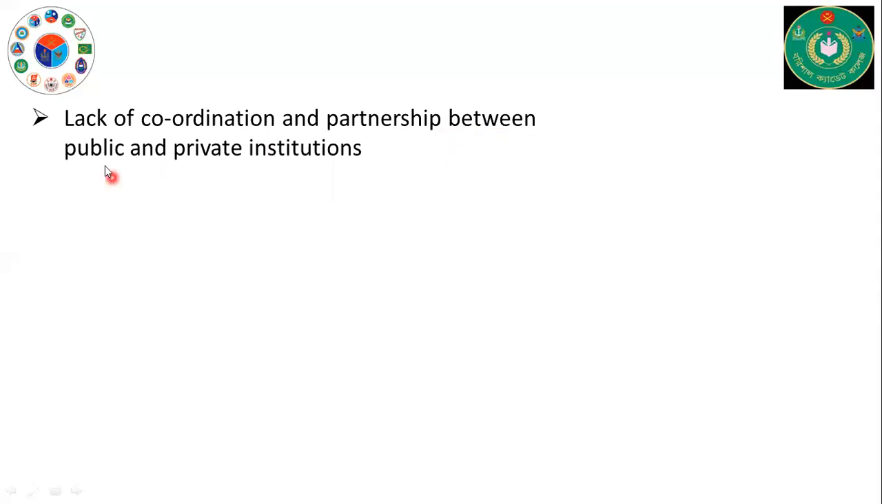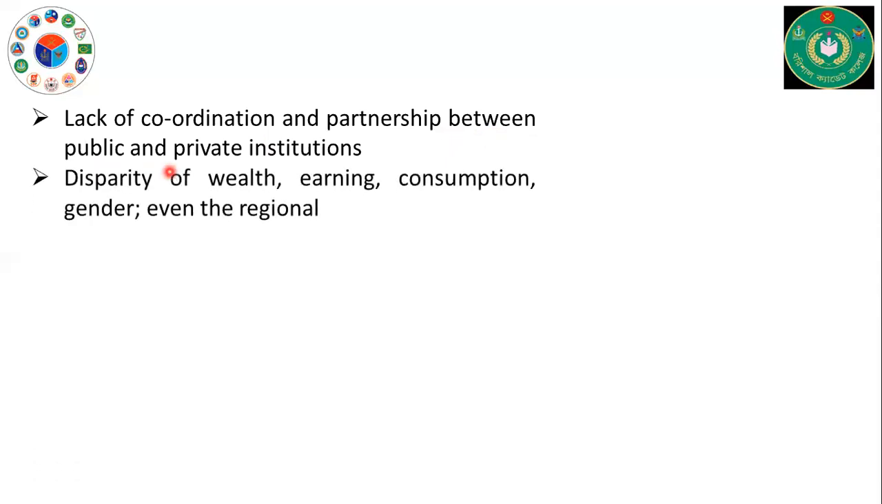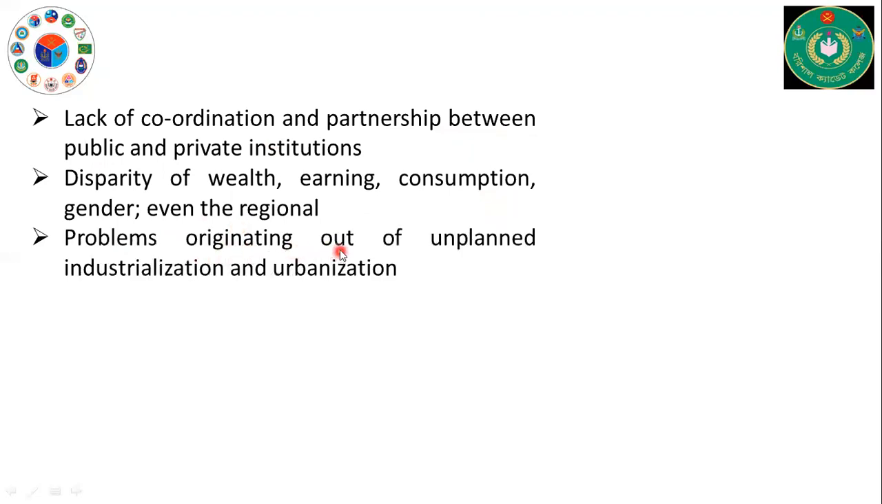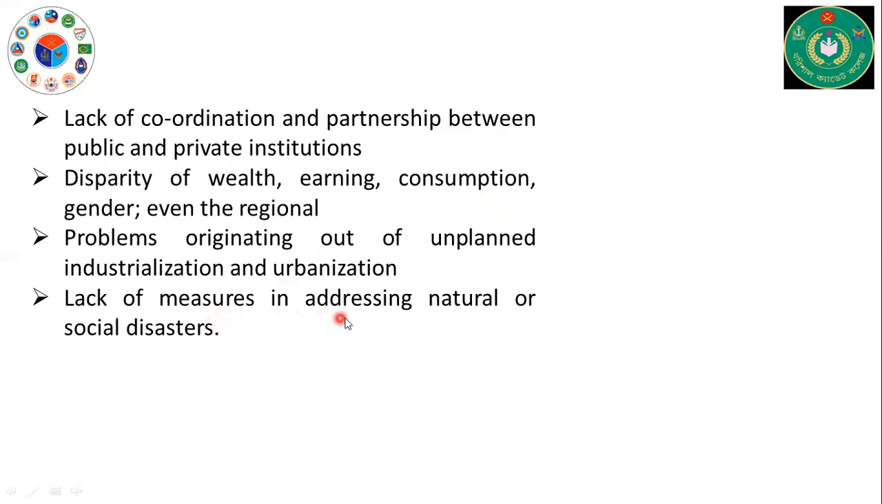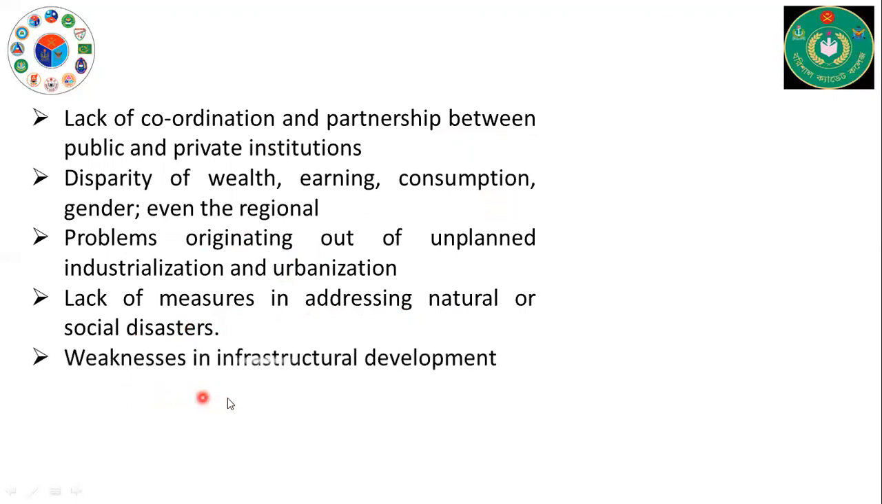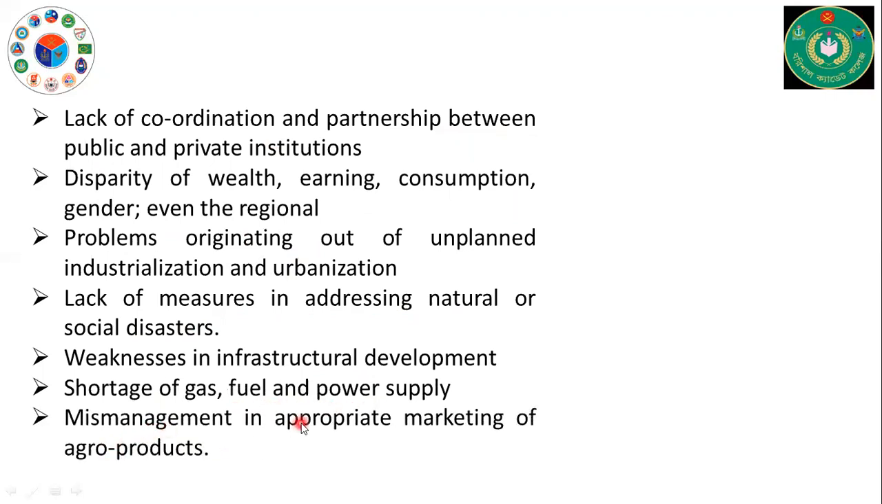Lack of coordination and partnership between public and private institutions, disparity of wealth, earning, consumption, gender, even the regional disparity also. Problems originating out of unplanned industrialization and urbanization, lack of measures in addressing natural or social disasters, weaknesses in infrastructural development, shortage of gas, fuel, and power supply, and mismanagement in appropriate marketing of agro products. Here, there are some points. Public and private institutions, there is a lack of coordination. And disparity, I have already discussed that. Problems originating out of unplanned industrialization and urbanization. Due to unplanned industrialization, we are facing the climate change issue or global warming issue. And urbanization also, we can see, for example, the condition of our Dhaka city.